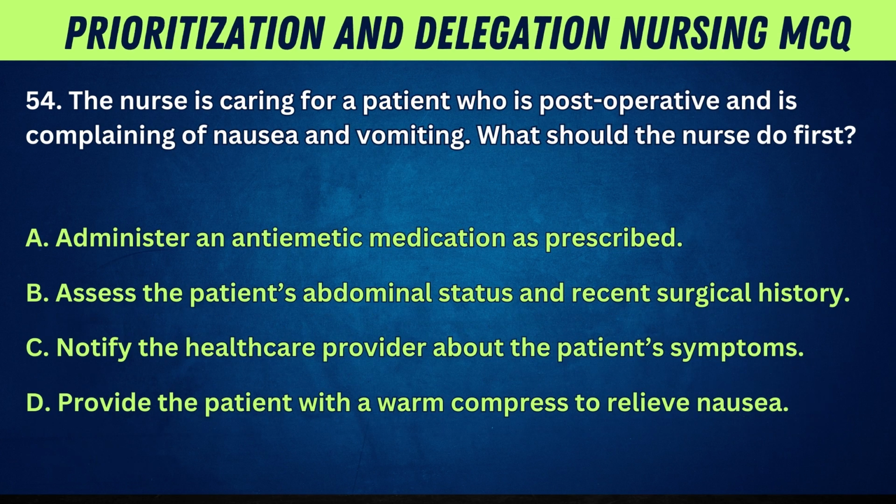54. The nurse is caring for a patient who is post-operative and is complaining of nausea and vomiting. What should the nurse do first? A. Administer an antiemetic medication as prescribed. B. Assess the patient's abdominal status and recent surgical history. C. Notify the healthcare provider about the patient's symptoms. D. Provide the patient with a warm compress to relieve nausea.